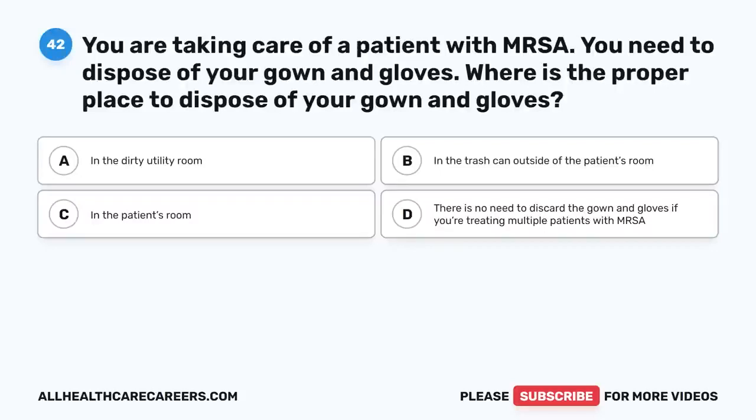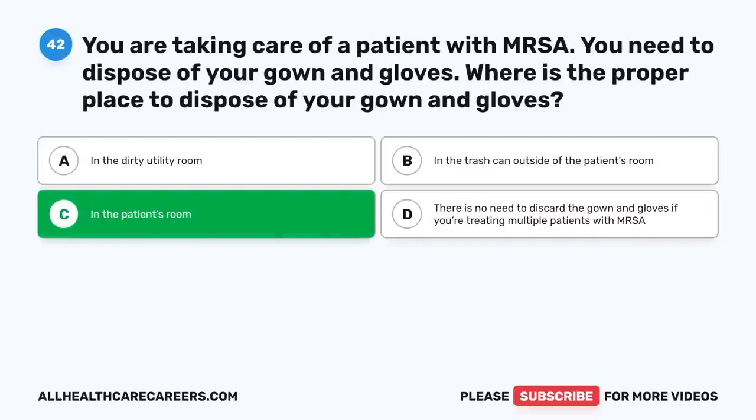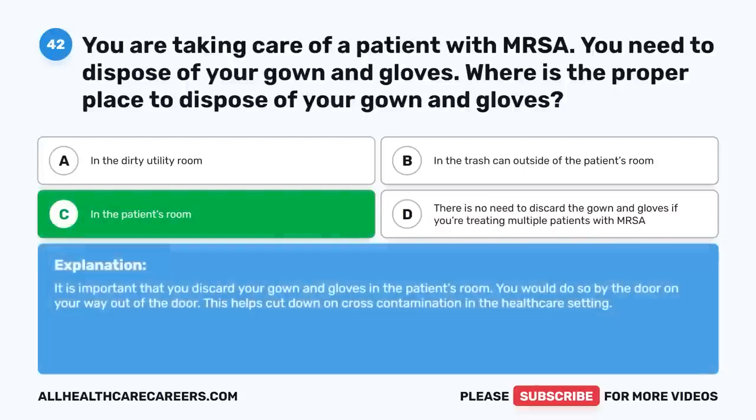The correct answer is C. In the patient's room. It is important that you discard your gown and gloves in the patient's room. You would do so by the door on your way out of the door. This helps cut down on cross-contamination in the healthcare setting.